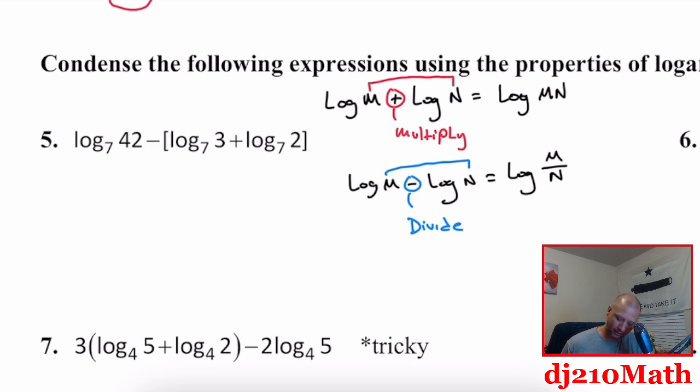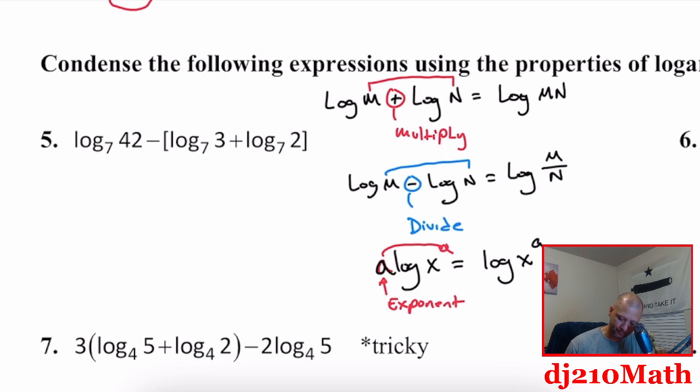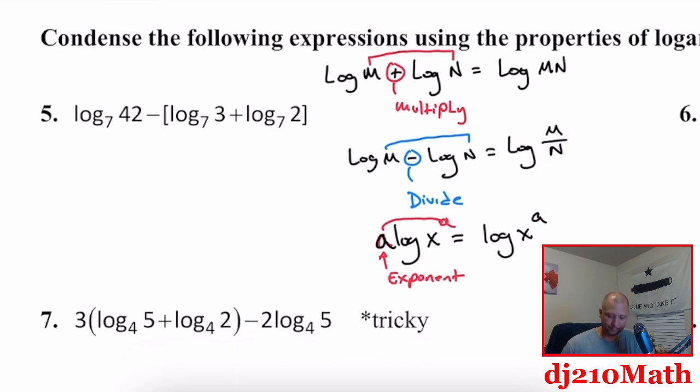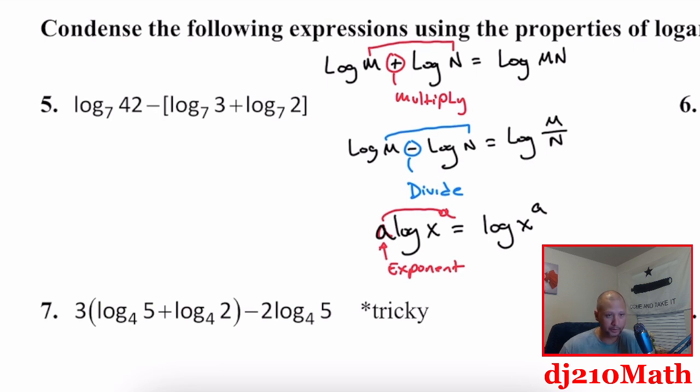And then the last rule is that if I have some sort of number or anything really in front of the log, well, that's just the exponent. So this a is really the exponent, and it goes right here. So these are the 3 rules that we're going to be applying.